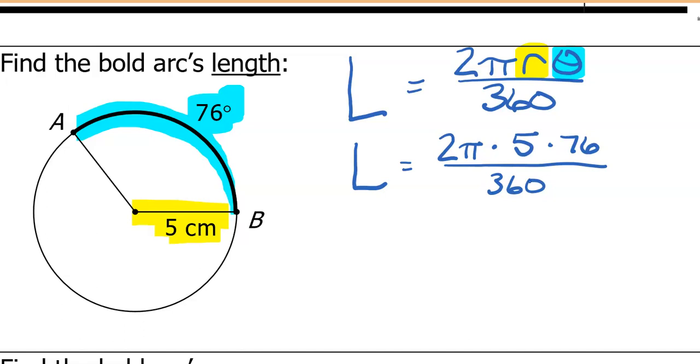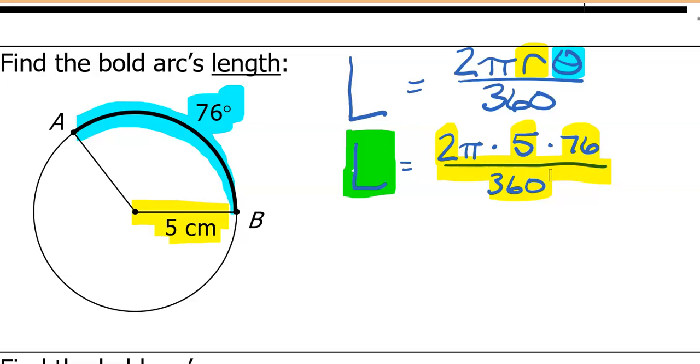In this case, that first version of the formula was definitely the easier choice because L is already by itself. All I have to do is type it into my calculator. If you have the blue and white calculator, just go for it. If you don't, you can type in everything except the pi. 2 times 5 times 76 divided by 360.